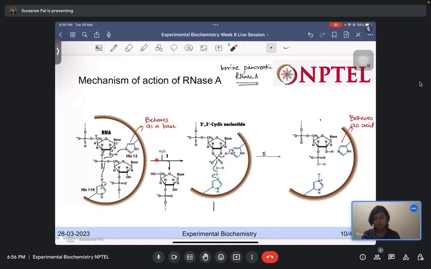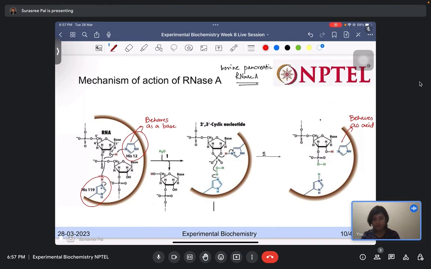This gives us the shape of the active site of ribonuclease A, and here two important residues are present. One is histidine 12, another is histidine 119. These two residues are present at the active site. These histidine residues alternately act as a base or an acid. So how does that happen?